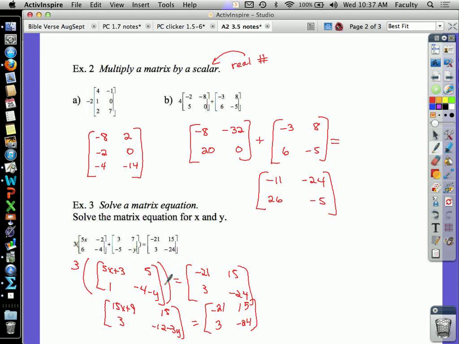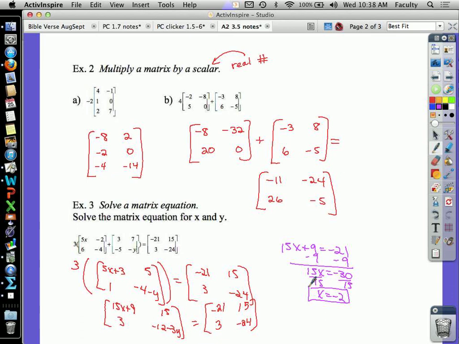Then you can set 15x plus 9 equals negative 21, and then you can do negative 12 minus 3y equals negative 24. Good. And then you can work them out. Yeah, exactly. Don't we know that the first elements are equal? So that's exactly where he got that from. 15x plus 9 equals negative 21. So let's subtract the 9 and get 15x equals negative 30. So x is negative 2.